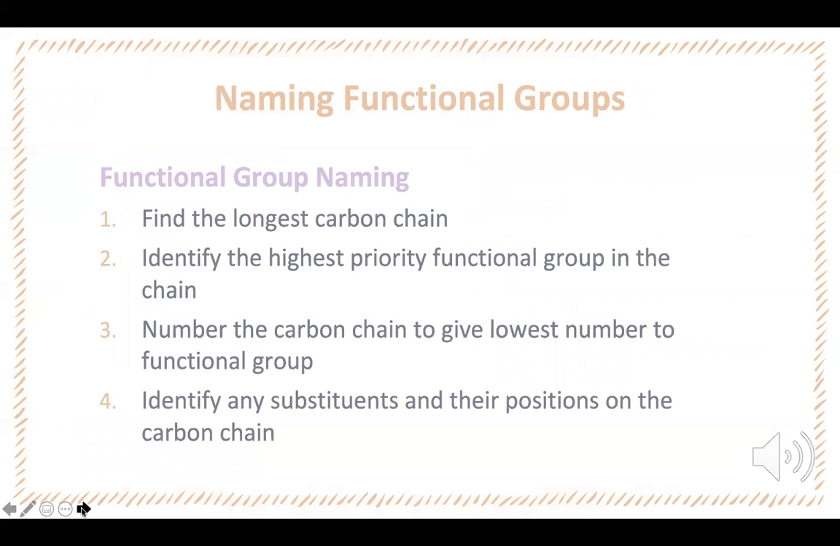Okay, really quickly, let's remind ourselves how to name functional groups. We must always start by finding the longest possible carbon chain. There can be multiple functional groups, so we must identify the highest priority group in the chain. Then, number the carbon chain with the functional group having the lowest number. Determine if there are any substituents and locate their positions on the carbon chain.